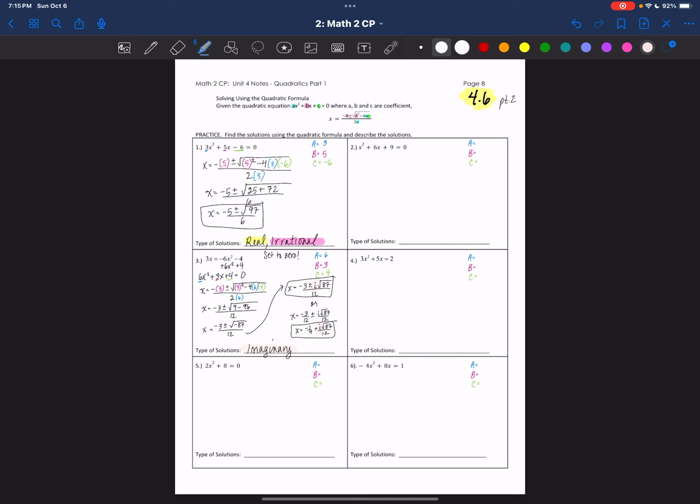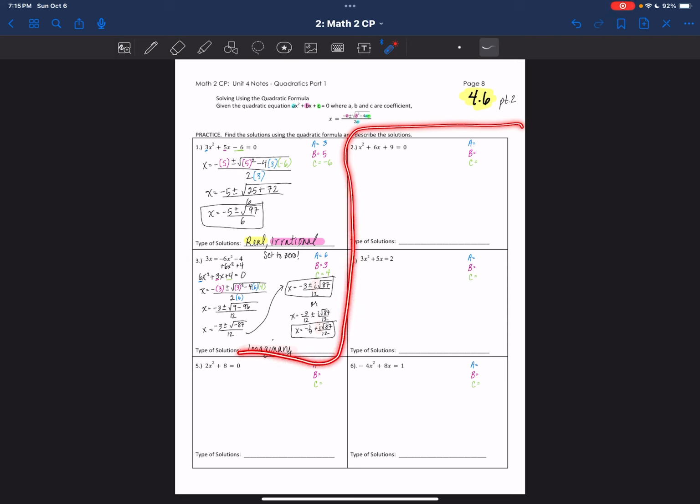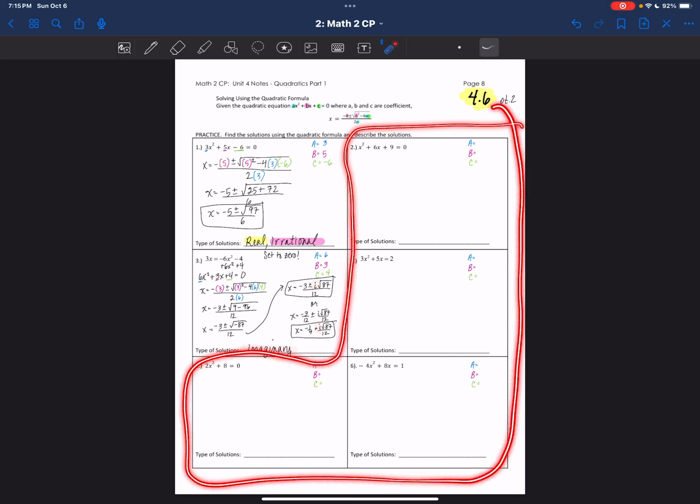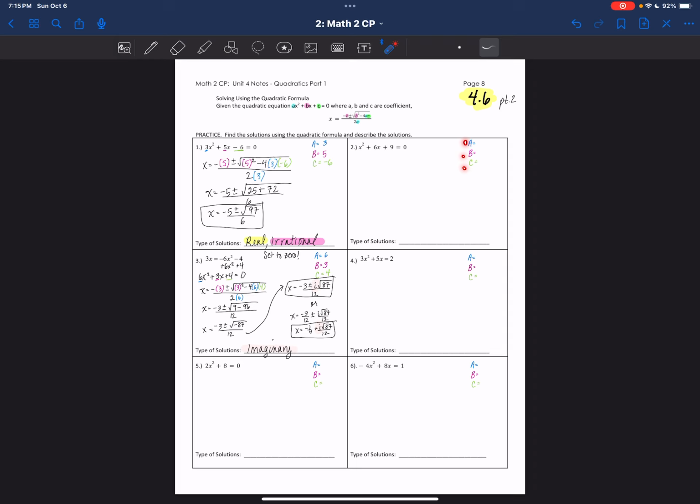All right, so what you're going to do is go through and complete the rest of these. Remember to label your A, B, C, and then make sure you look at the type of solutions on here.